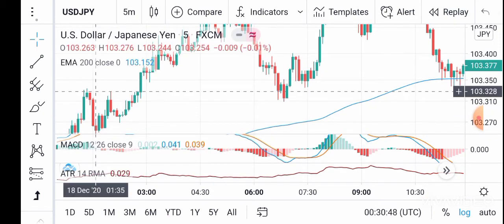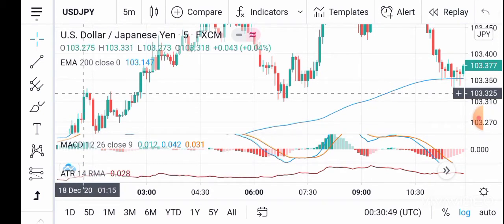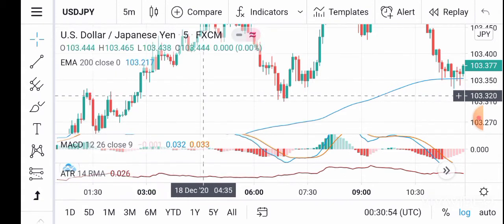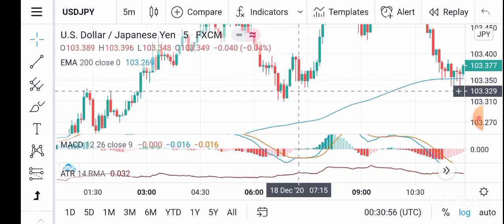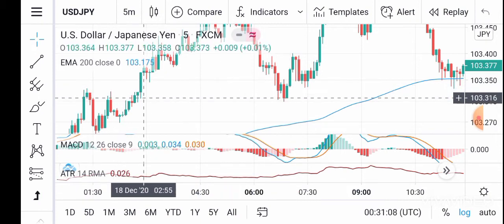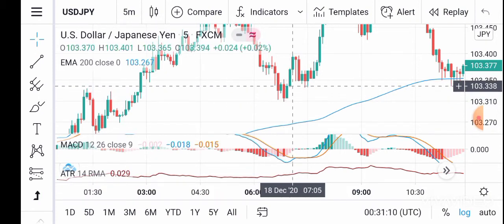Just at this point, I see a market structure high, and then there is a retest. So this basically means there's a break and retest. You can actually use a Fibonacci tool at this point, but I will not be using that because that's not the essence of this video.